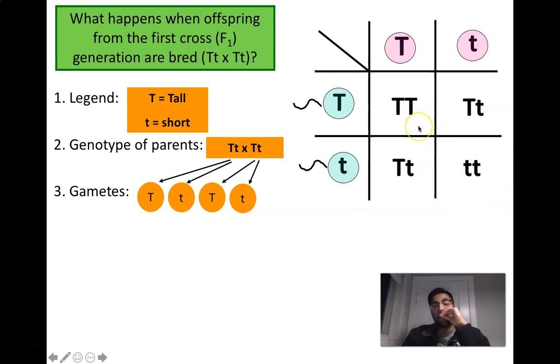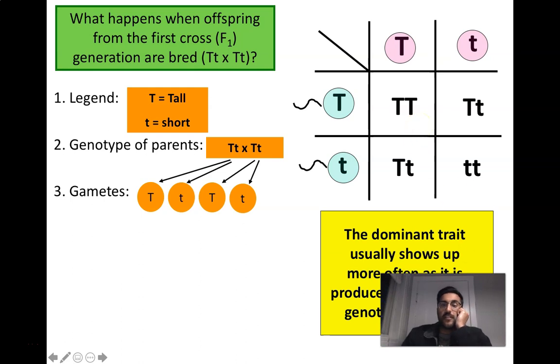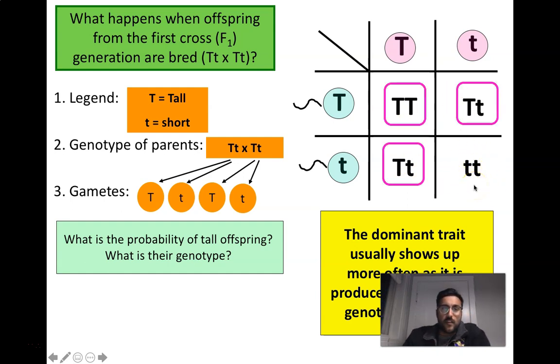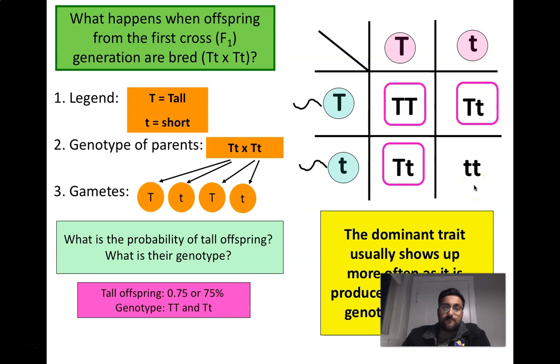Okay, so now if I want to figure out the genotypes and the phenotypes of these offspring, one of them is homozygous dominant, one of them is homozygous recessive, and two of them are heterozygous. Two of them are going to be tall. Sorry, three of them are going to be tall. This one out of the four is going to be short. Okay, and there's that summarized there for you.